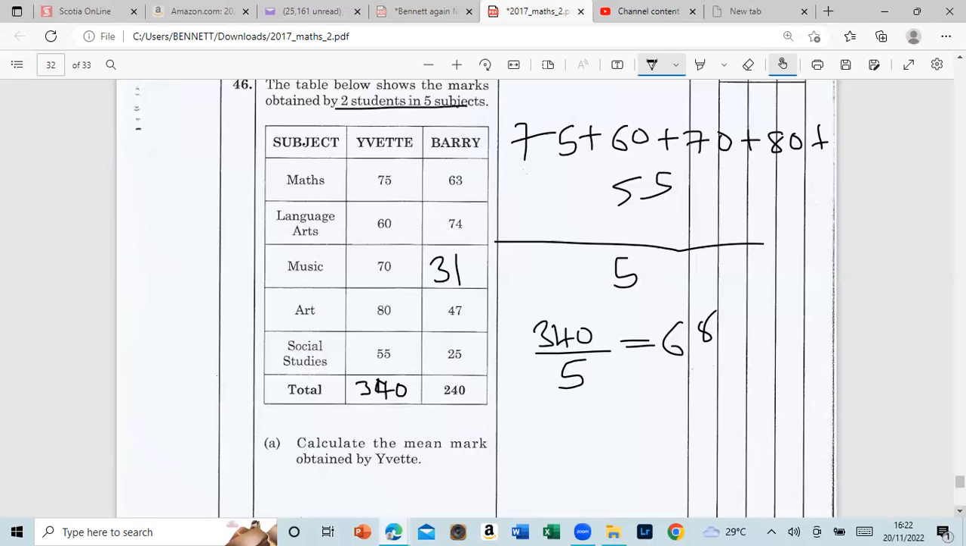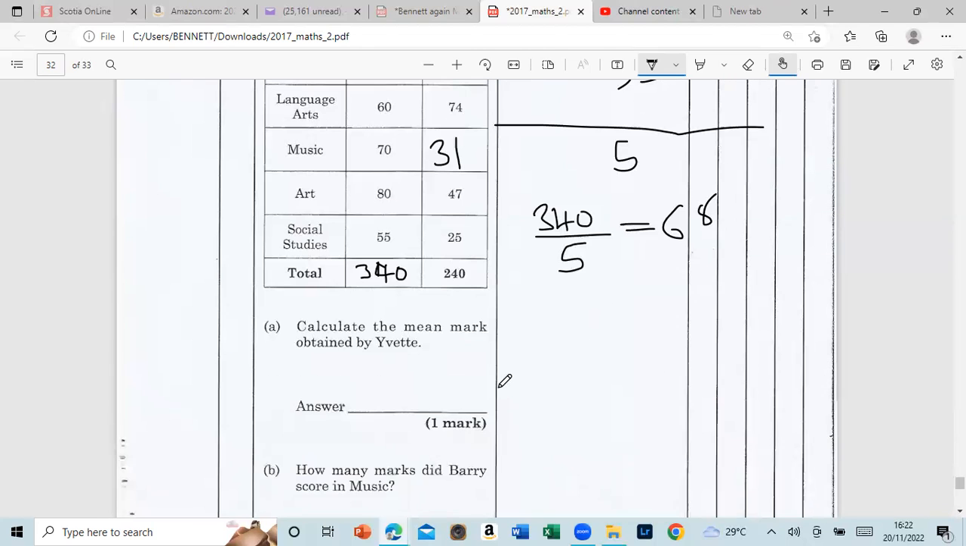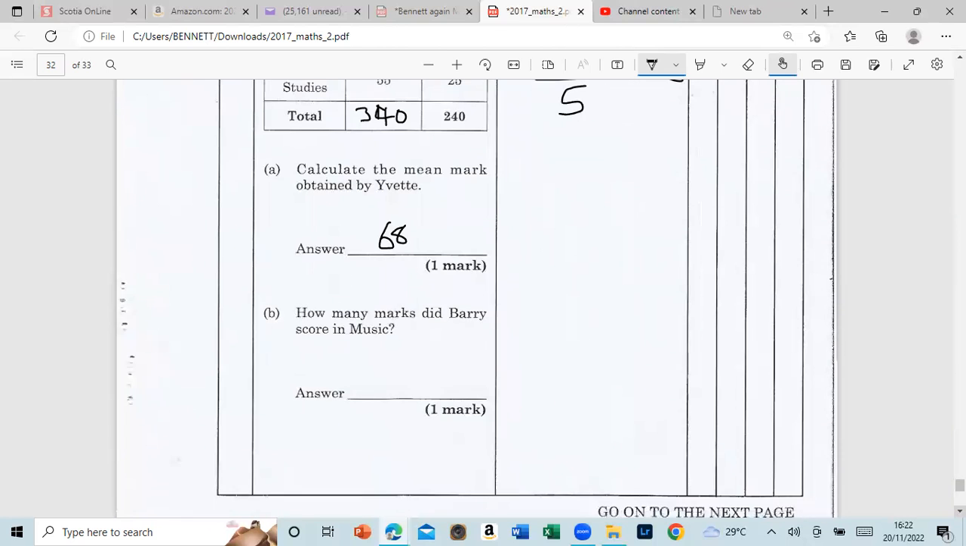So the mean would be 68, and Barry would score in music 31 marks. All right, I think that's the end of the paper.